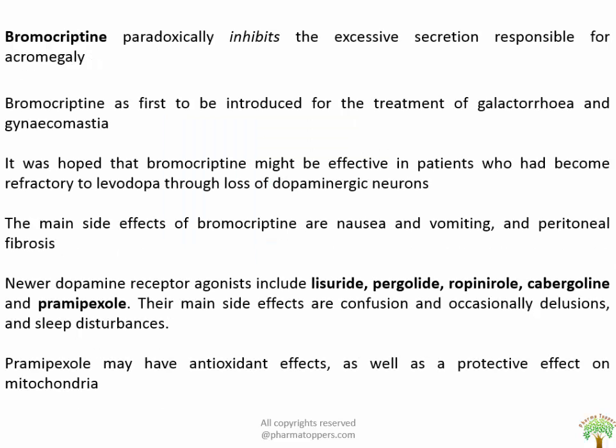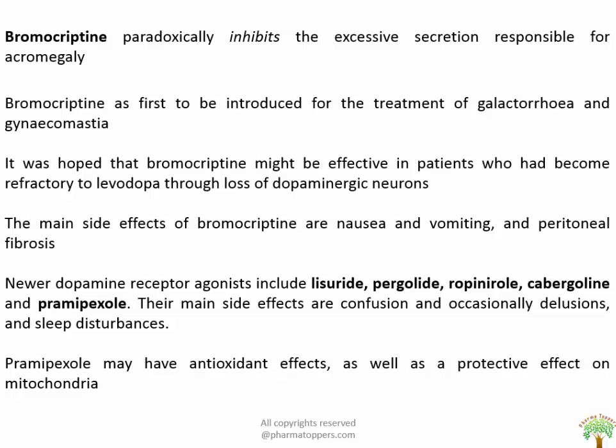So coming to bromocriptine, which inhibits the release of prolactin from the anterior pituitary gland, and was first introduced as a treatment of galactorrhea and gynecomastia. But it is also found to be effective in Parkinson disorder, and its duration is longer, that is, plasma half-life is 6 to 8 hours. So it does not need to be given frequently. It is also found to inhibit growth hormone, which is responsible for acromegaly, by inhibiting the excessive secretions.